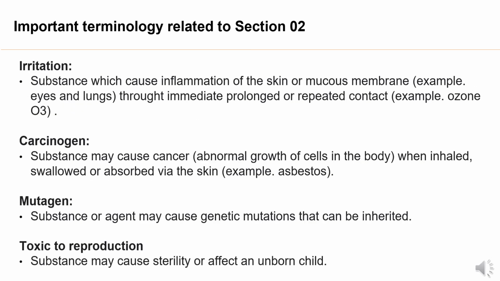Irritation. A substance which causes inflammation of the skin or mucous membrane, example: eyes, lungs, throat, on immediate, prolonged or repeated contact, example: ozone, O3. Carcinogen. A substance that may cause cancer, abnormal growth of cells in the body, when inhaled, swallowed or absorbed via the skin, example: asbestos. Mutagen. A substance or agent that may cause genetic mutations that can be inherited. Toxic to reproduction. A substance that may cause sterility or affect an unborn child.